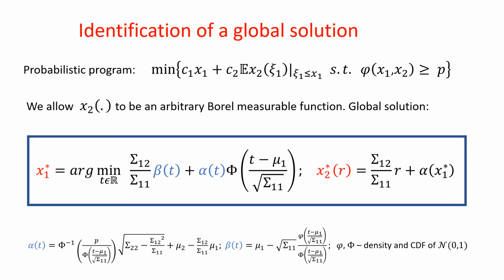It turns out that the optimal first stage decision is found as the minimum of some explicitly given smooth one-dimensional function, whereas the optimal second stage decision gets exactly the affine linear shape we have guessed before.